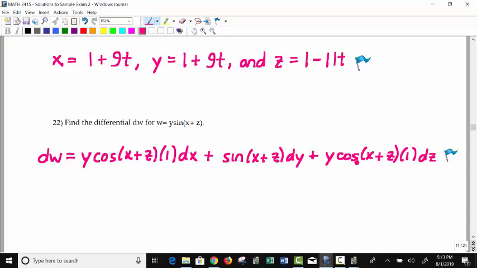Now, the last one will be similar to the first one. The y will sit there. We'll take the derivative of cosine of x plus z, but then you're taking the derivative of the inside with respect to z, so it's 1. So it happens to be the same as the first term, but that's only just because of the coincidence that the derivative on the inside part is 1 for both x and z. So that's why they're identical.